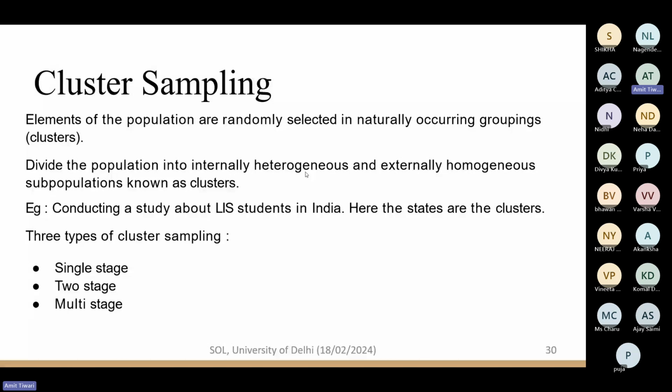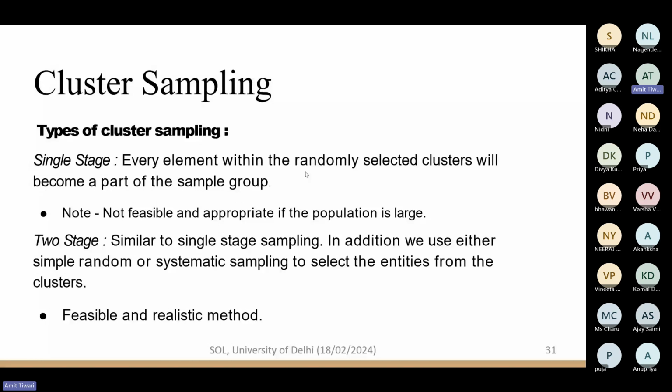There are three major types of cluster sampling: single stage, two stage, and multi-stage cluster sampling. I will explain with some examples. When we talk about single stage cluster sampling, you want to study the user pattern of one of the colleges or institutions. At the first stage you can create a cluster based on departments. Okay, only one cluster.